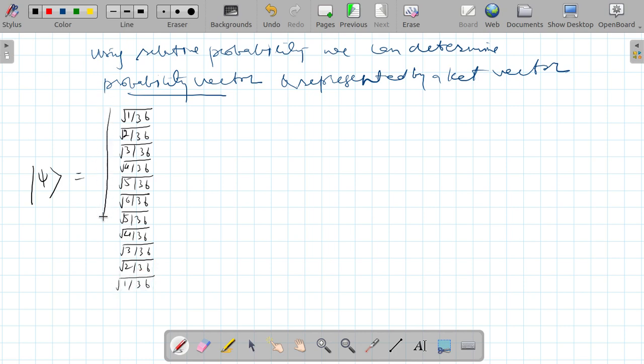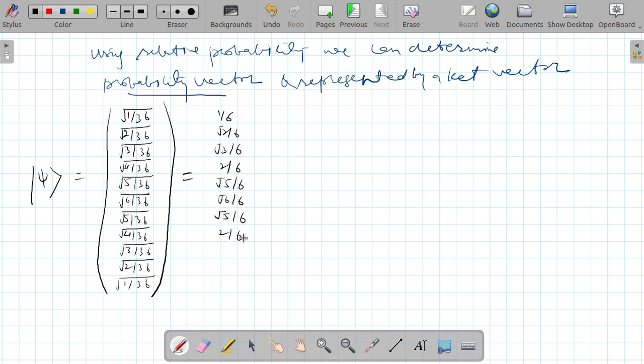So this is our ket vector, or the probability vector, and this simplifies to 1/6, √2/6, √3/6, 2/6, √5/6, √6/6, √5/6, 2/6, √3/6, √2/6, and 1/6. Right, so this is our ket vector.